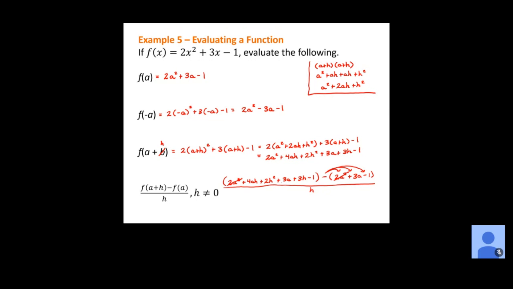Also have a positive 3a minus a 3a. That's going to cancel out. And then finally, we have the negative 1 minus a negative 1 becomes addition. That's going to cancel out. Right? And that's right. So then we're just left with 4ah plus 2h squared plus 3h all over h.